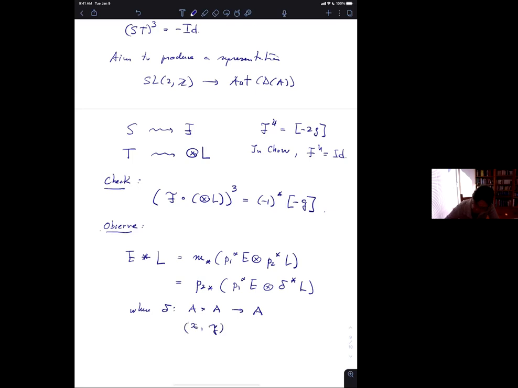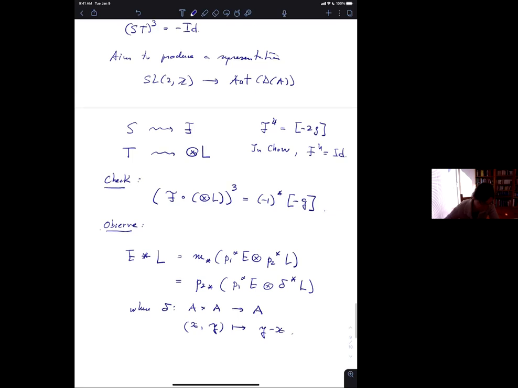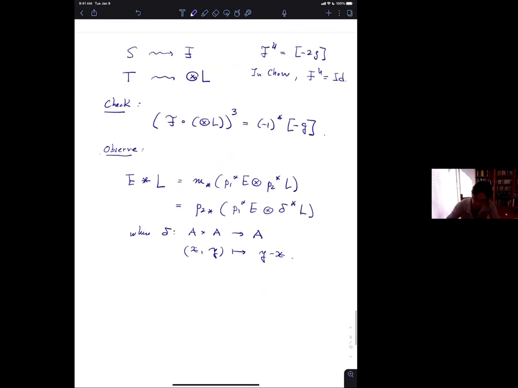XY goes to Y minus X. Okay, so how do we understand this? Well, here is the trick, the Mukai trick. So we have the addition map here that we want to transform into a projection. And how do we do it?